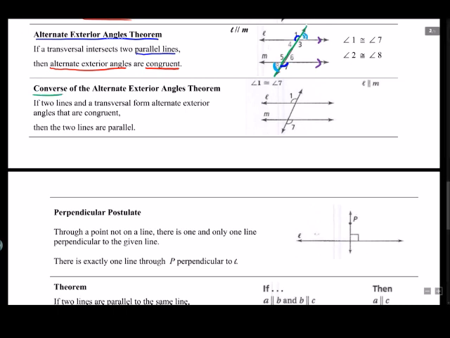And of course, our converse says if two lines and a transversal form alternate exterior angles that are congruent, what's going to happen? Our lines are going to be parallel. So here's our transversal. Here are our congruent angles. They are alternate exterior angles. That means our lines are parallel. Very, very powerful stuff right there. Make sure you know all those.